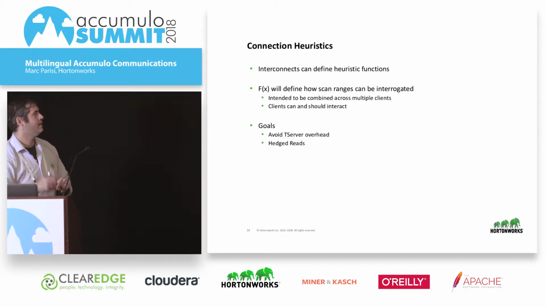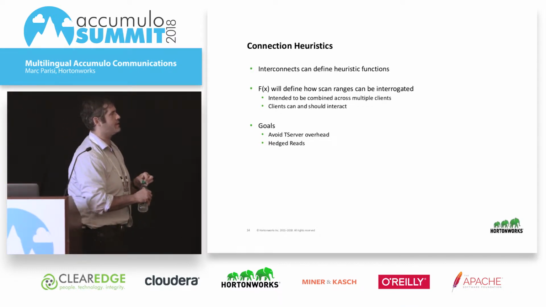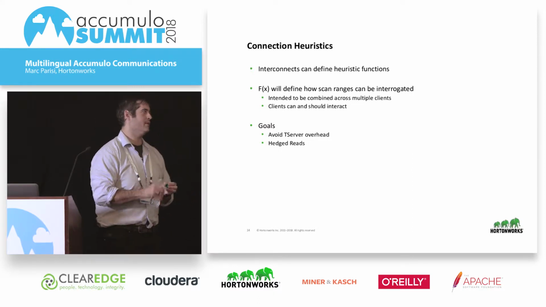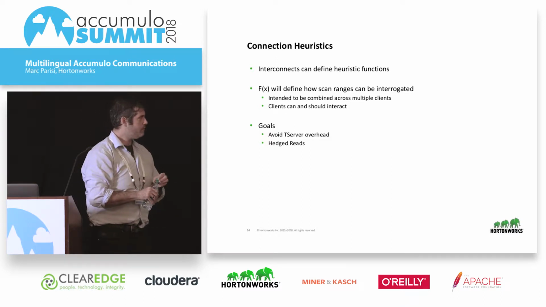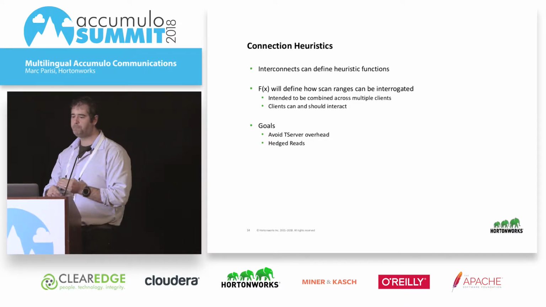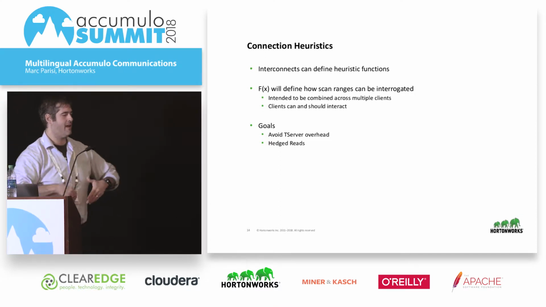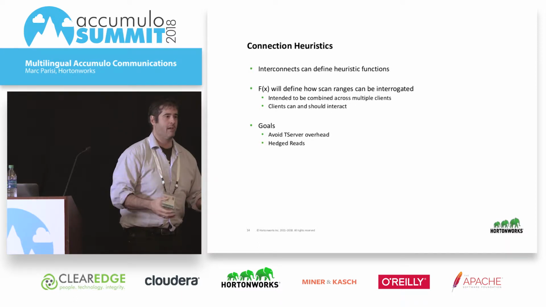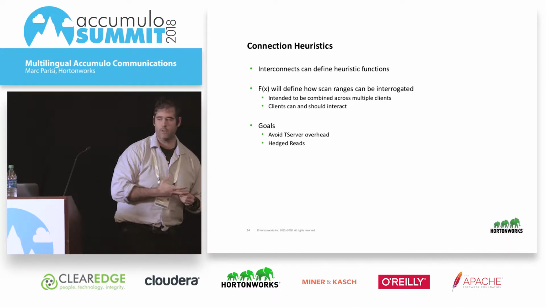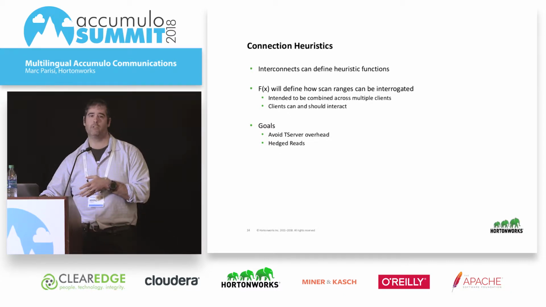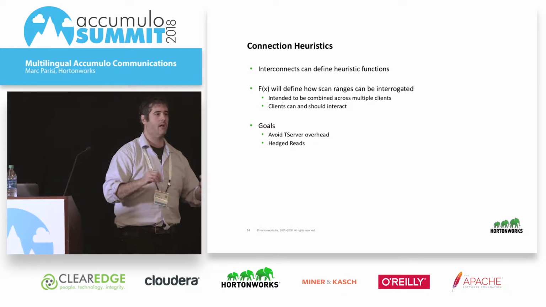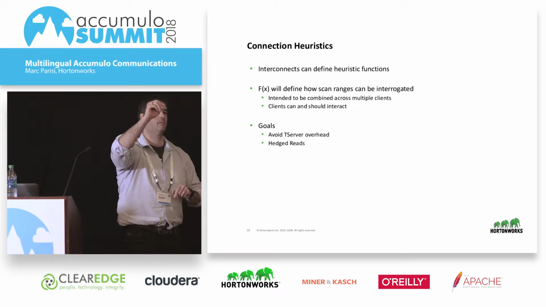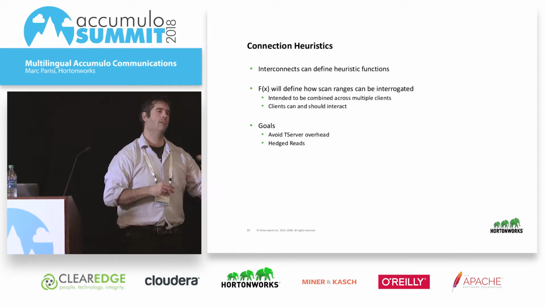The next feature that is somewhat unique is connection heuristics. These are user-defined functions for how to interrogate ranges. The utility of this has been that multiple clients can, at any point, interact with each other to corroborate how they're going to scan Accumulo. Clients can and should interact. If you have 20 or 30 different clients, we should not assume they all need to go to the master, to the root, to the tablet servers. They should work together in some way.